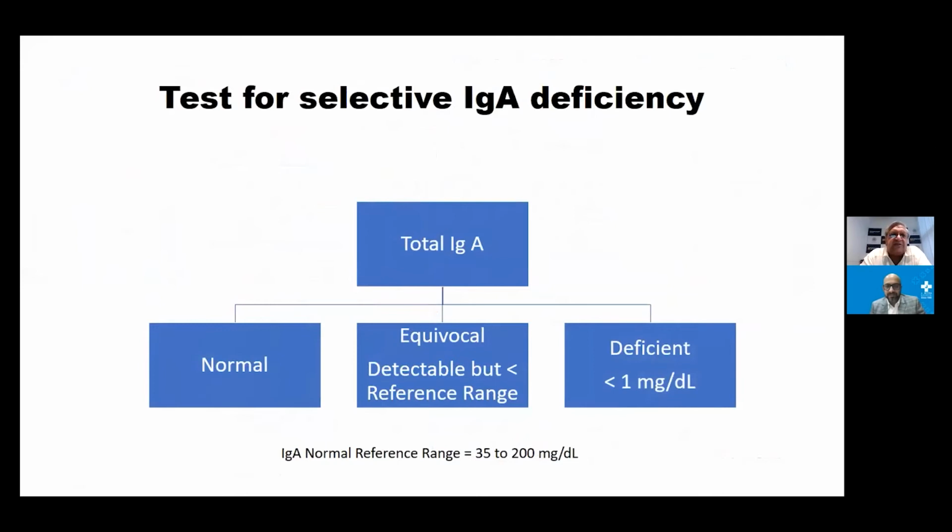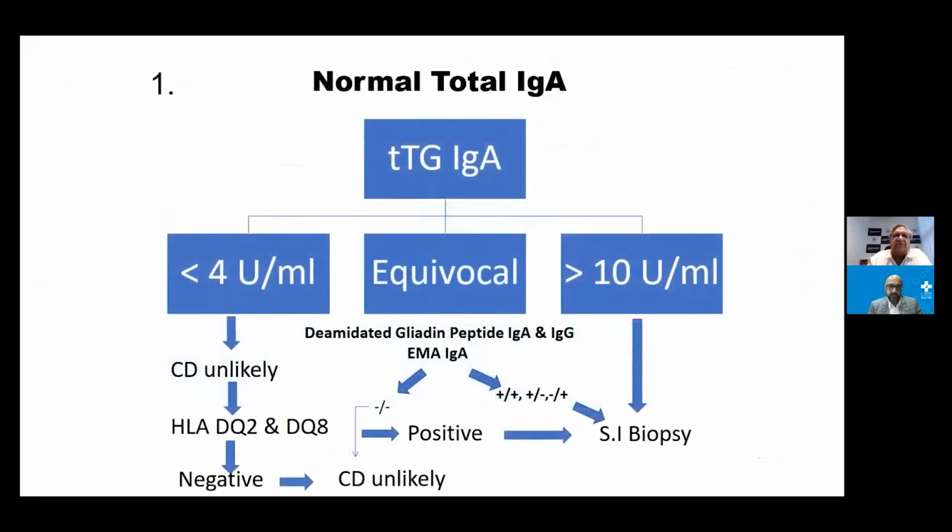The first part is to test for selective IgA deficiency. Since selective IgA deficiency is common in celiac disease, the first thing to do is to look for total IgA. If the total IgA is normal, there will be one method of identifying. If it is deficient, there would be another method. And if it is equivocal, then we would take a third method. So the first one is when there's normal total IgA.